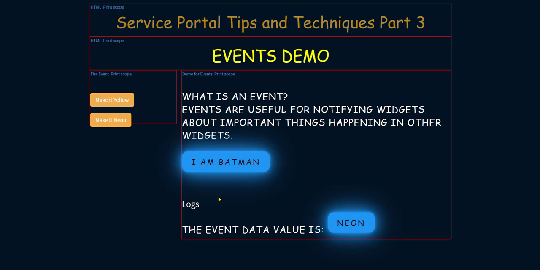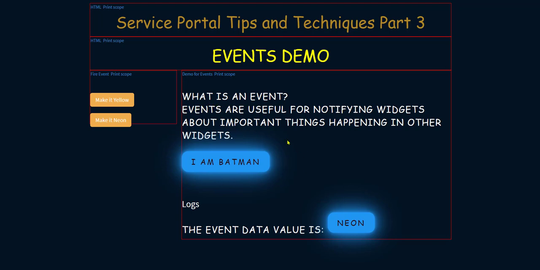So I have different widgets. Firstly, Fire Event is one widget and Demo for Events is another widget. Now, if I want to communicate from this widget to this one, then I have to use events. Firstly, let's see how it is working.